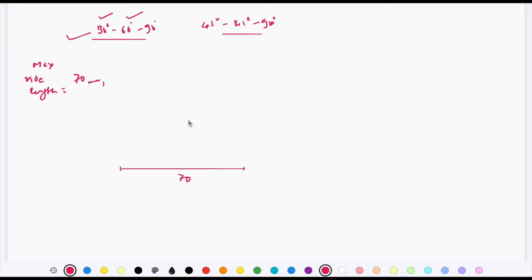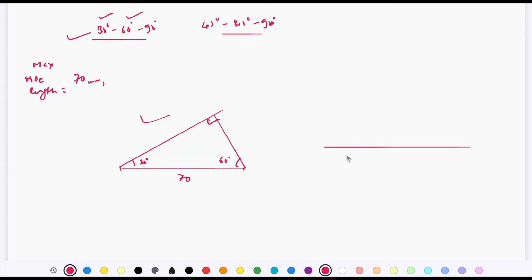or any two angles at any end. Let's say we are going to take around 30 degree at this end and around 60 degree at this end. So this angle is 30 degree, this angle is 60 degree. By default this angle is going to be 90 degree and you will get your required triangle. So the same thing you can do with 45, 45, 90 also.